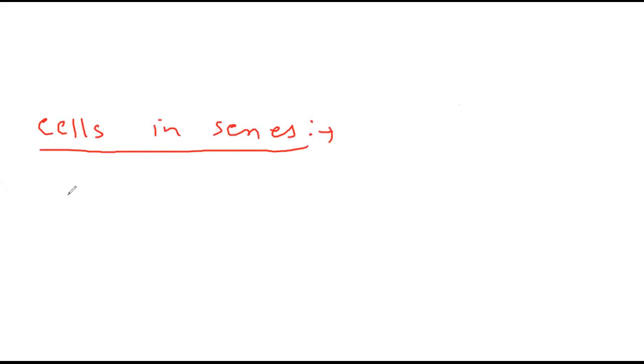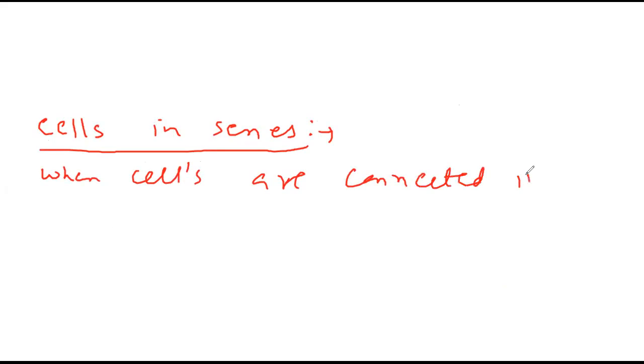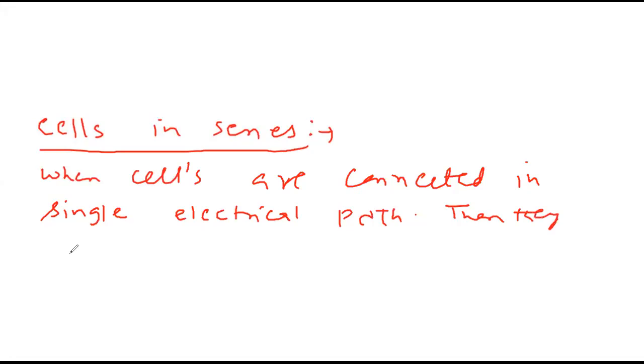Next reading, cells in series. Series means one after another. When cells are connected in a single electrical path, that means in the same straight line, single electrical path, then they are called in series.